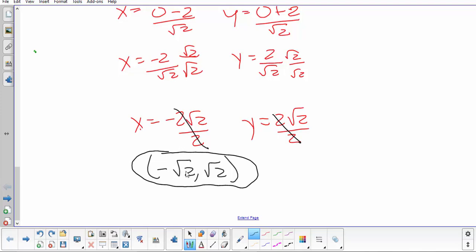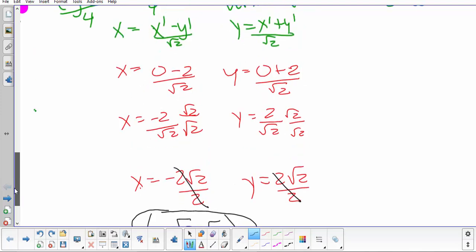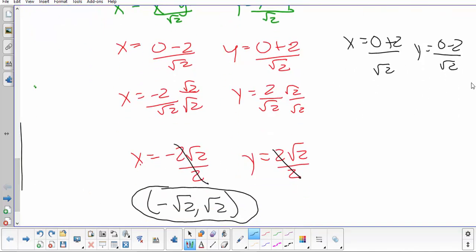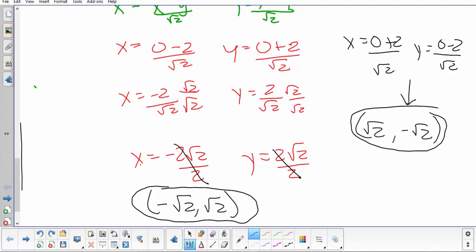So now we have our first point, and we just repeat the process for the second point. So now our second x prime, y prime coordinate is 0, 2. So x would be equal to 0 minus 2 this time over root 2. Y would be equal to 0 plus 2 over root 2. All the math is exactly the same as it was before. The points have just been flip-flopped. So I'm going to jump down to just get negative root 2, root 2. Okay. So these are the ordered pairs for our vertices on the regular xy plane.